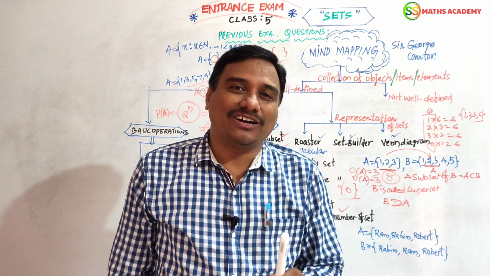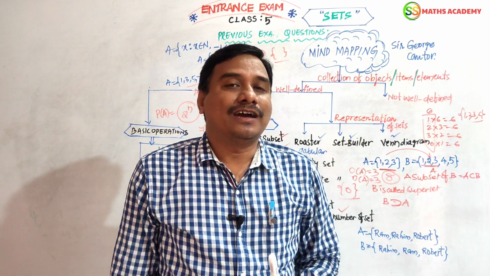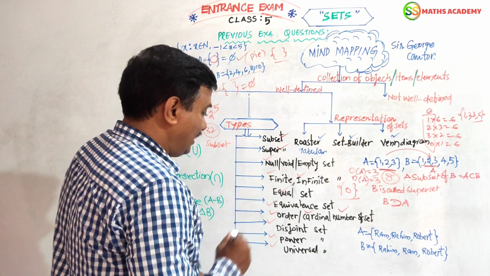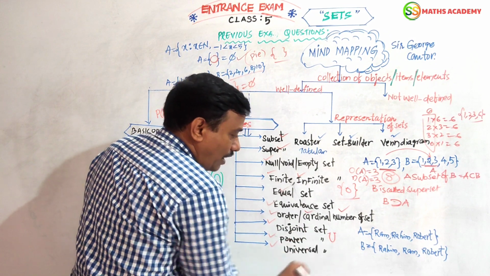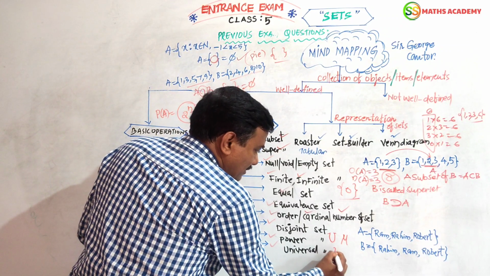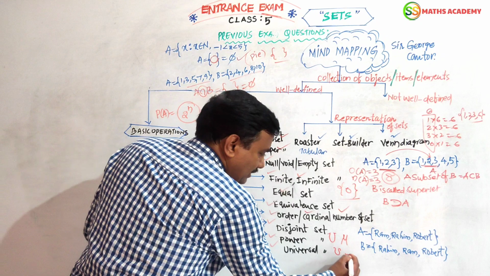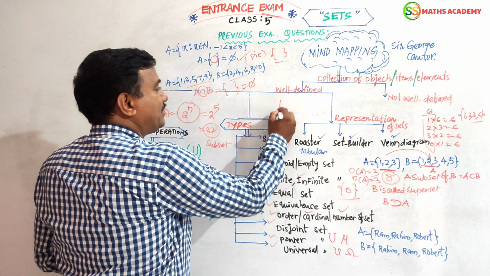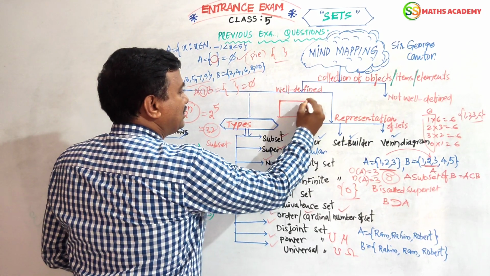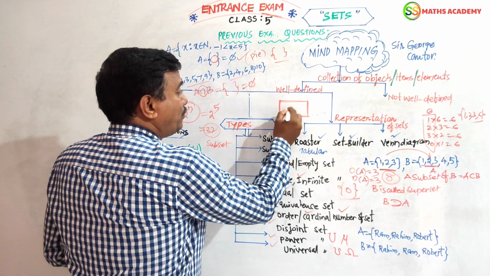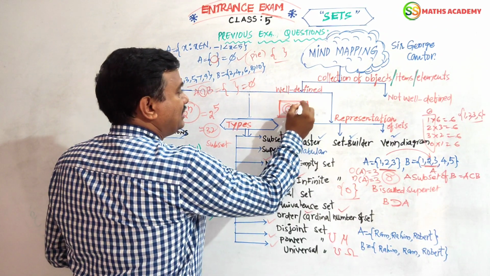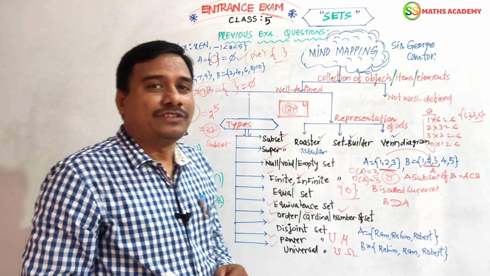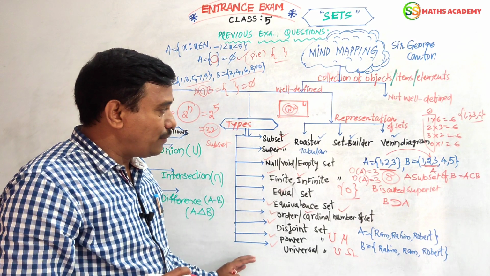A set which consists of all the sets under consideration, that big set is called the universal set. It is denoted by capital U or mu or sigma, all like this. These are the notations of the universal set. We can represent a universal set in rectangles. For suppose natural numbers, whole numbers, like this we can say that here is the universal set. It is represented in rectangles.